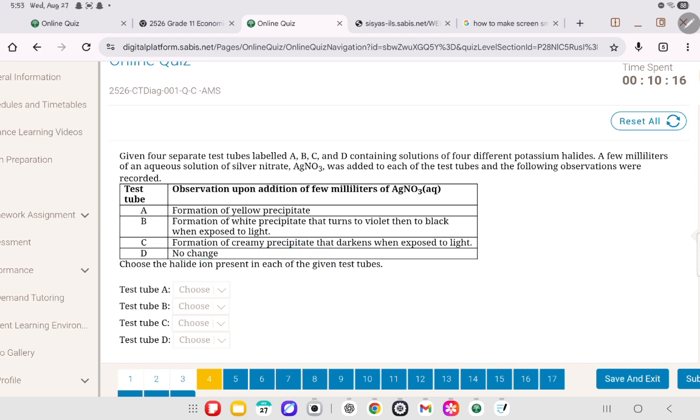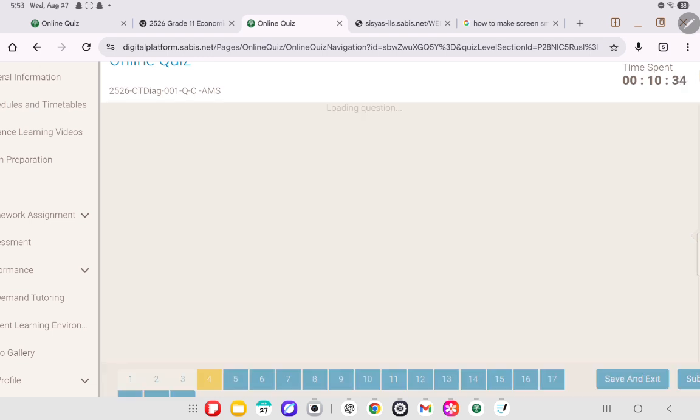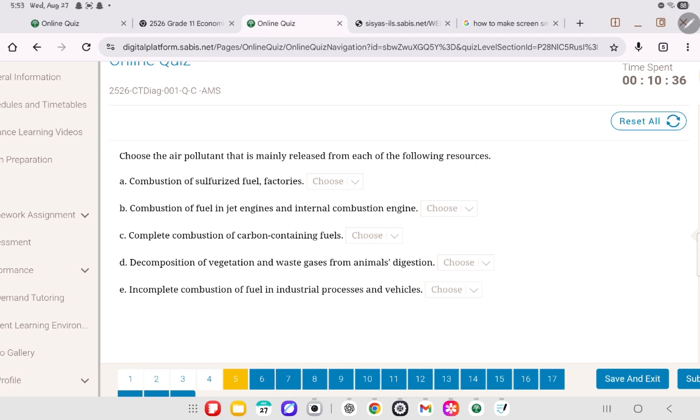So again, you see yellow precipitate, Y, yellow, I, iodide, so it's the iodide ion. When you see white precipitate, you directly think of the chloride ion. When you see a creamy precipitate, you directly think of the bromide ion, and if there is no change, then it is what? It is the fluoride ion. We'll move on to question number 5.